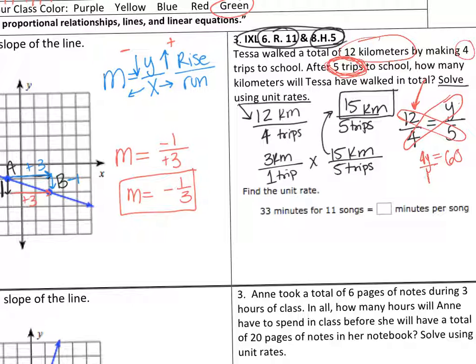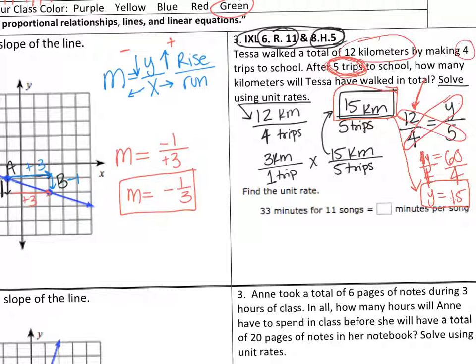I want to get y by itself, so I divide both sides by 4. That's just 1 whole. I have y left over. 4 goes into 60 15 times. So the missing rate is 15 kilometers. And that's what we found also right here, 15.